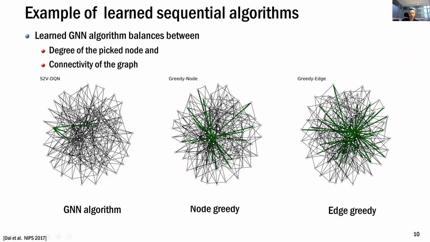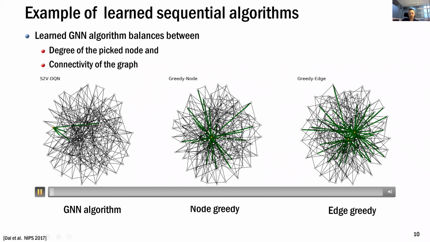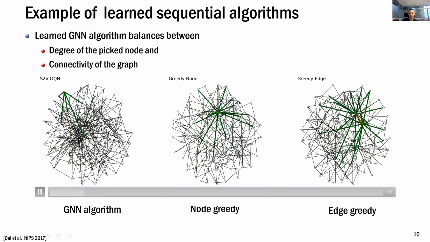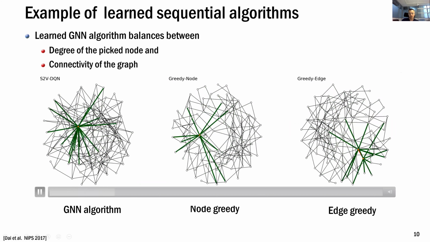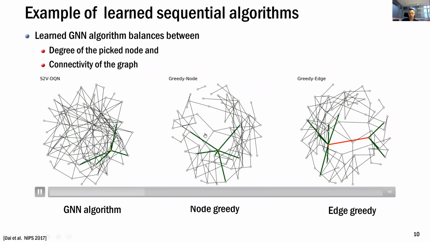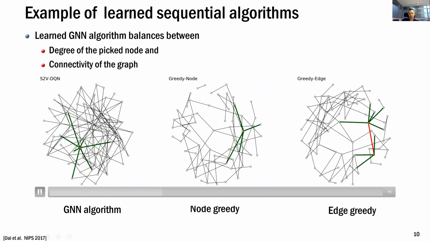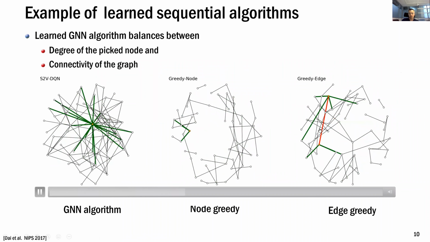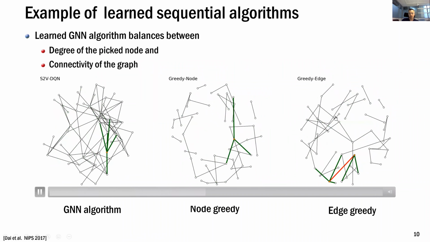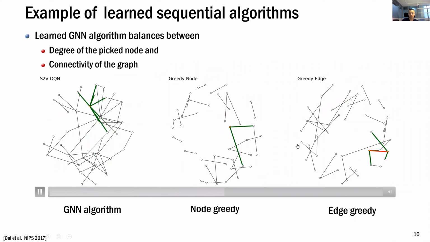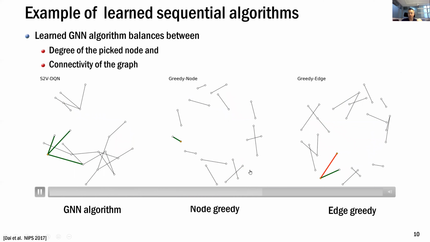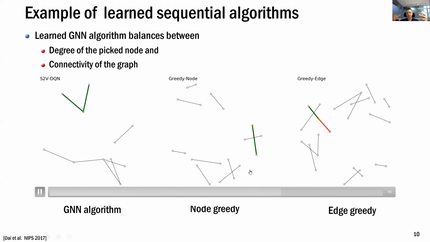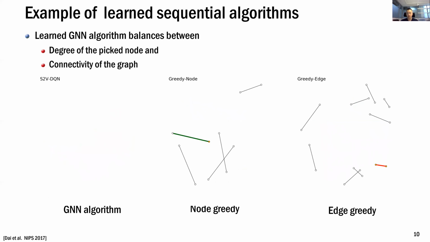On the left side is the algorithm learned by the graph neural net. In the middle is the greedy algorithm, which is going to pick the highest degree node, and then this one is edge greedy. It's going to pick the edge where the two ends of the edge have the highest total sum of degree. So every time a node is picked, you're going to remove that node and the corresponding incident edges from the graph, and you work with the remaining graph.